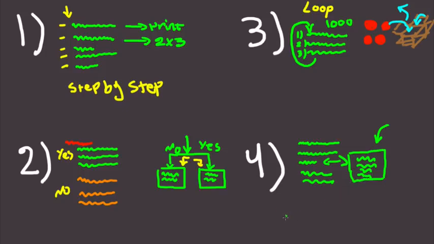So I hope this video helped you to understand computer programming. If you understand these 4 concepts, then it's very simple to understand how computers work, because you can break down every piece of software into these constructing modules or parts.